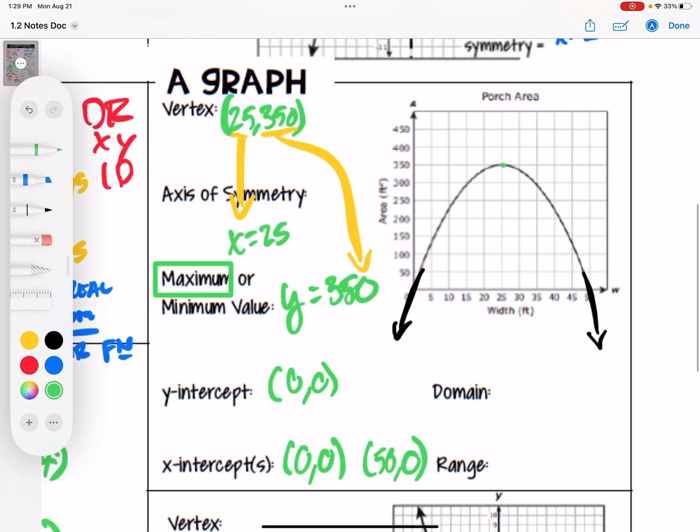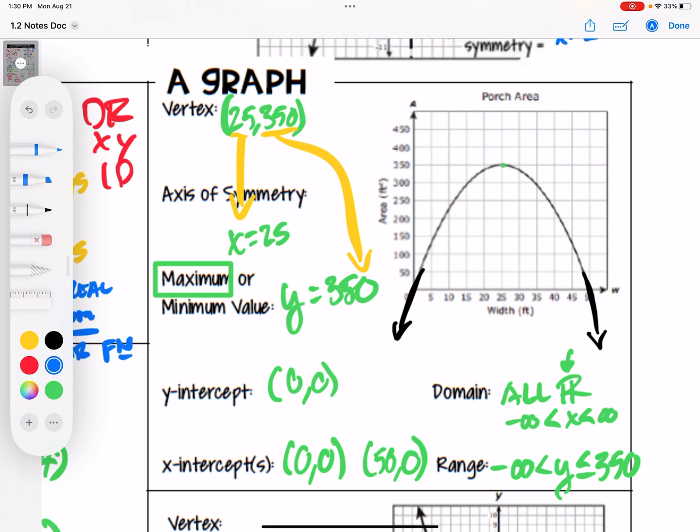And our domain is, again, we're going to assume it goes on and on forever. For a quadratic function, for a parabola, there are no numbers which do not work. So our domain is all real numbers, and this is the symbol for all real numbers. The range, however, does have a limit. It begins at negative infinity, but then it goes up to the maximum value of 350. We could also write our domain as negative infinity less than x less than infinity for all real numbers.